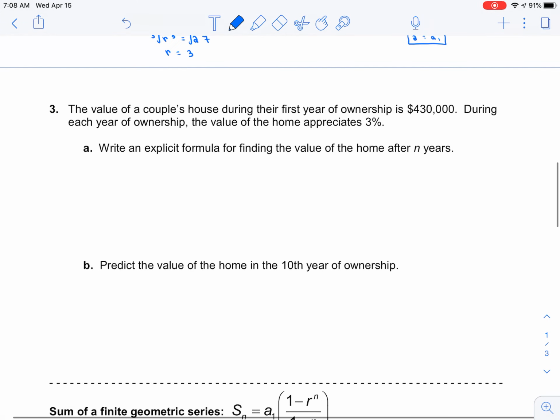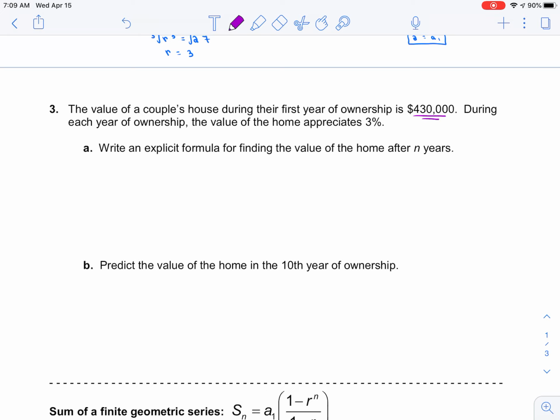Final question for the first part of the notes today deals with a word problem. You will get practice with this with Delta Math. Delta Math deals with some word problems, some application, and you also do see this in the quizzes. So with this one, they're giving you the price of a house during the first year of ownership. During each year of ownership, the value of the home appreciates, which means it's worth more.